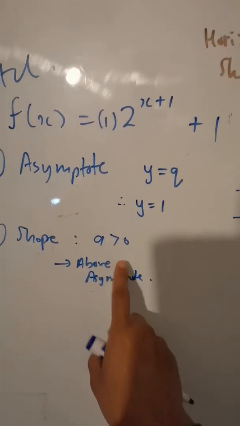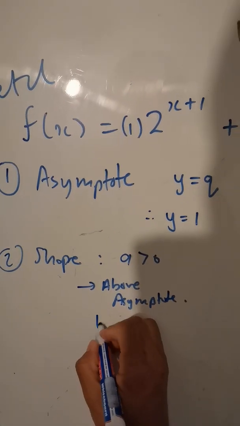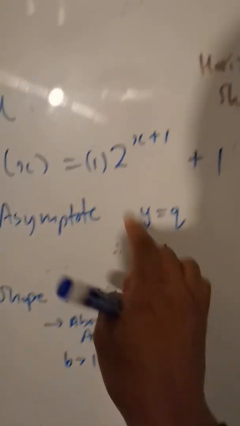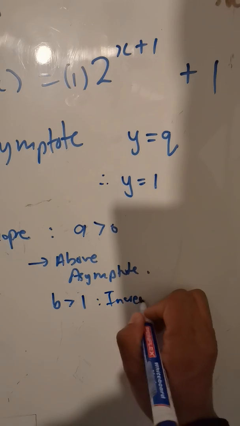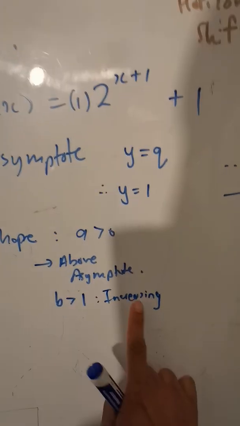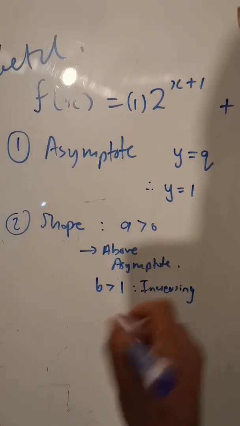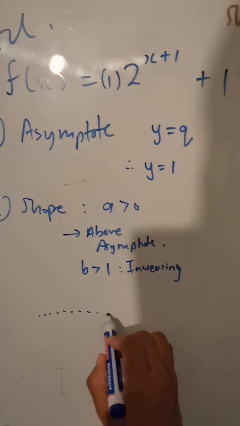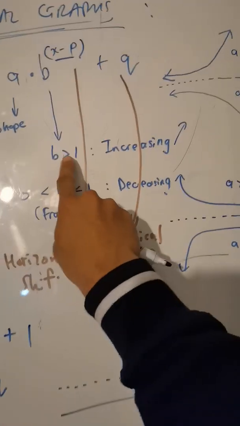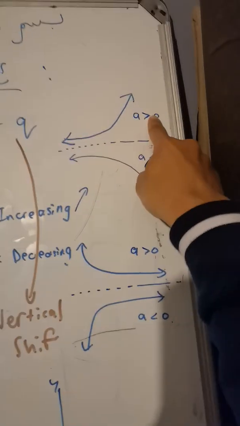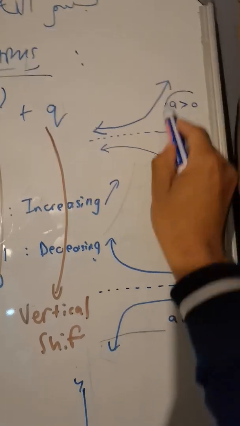The graph lies above the asymptote, and we also know that b is more than 1, b is 2, so therefore it's an increasing graph. So if the graph is increasing and lies above the asymptote, we can predict that the graph is going to look like this. We got it from this principle: if b is more than 1 and a is more than 0, our graph will look like that.